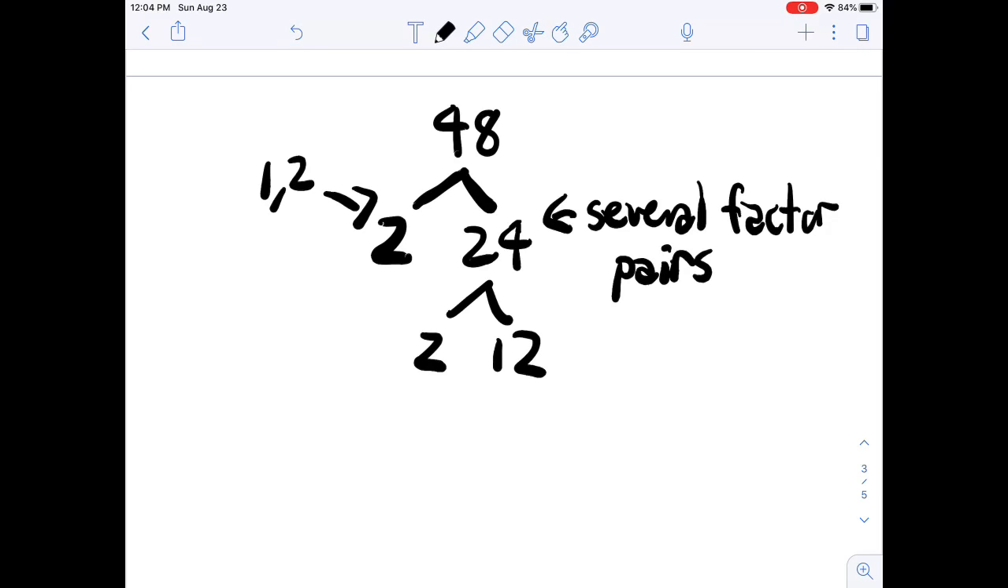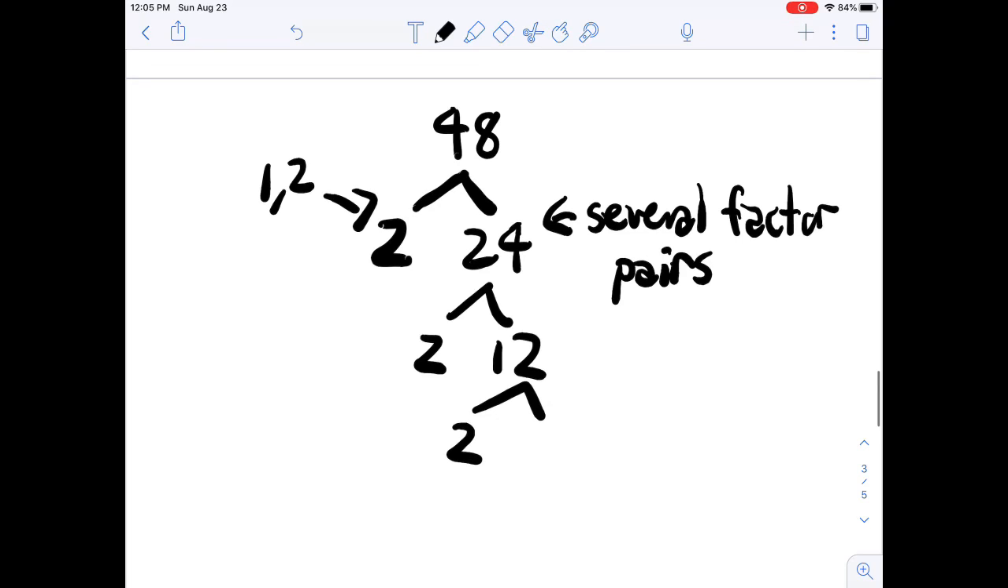We end up with 2 again, but 12 has many factor pairs. And in this case, I'm just going to keep using 2, but you can use the other factor pairs if you'd like. Either way works. We end up with 2 again, and 6 has a factor pair other than 1 and 6, which is 2 and 3.